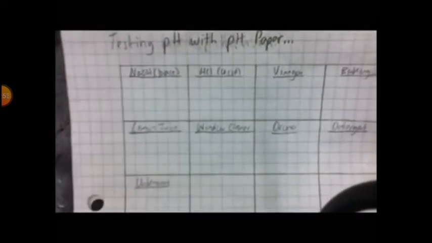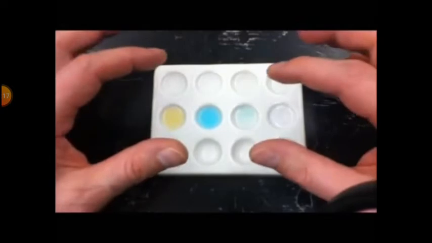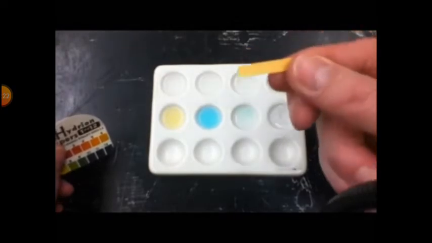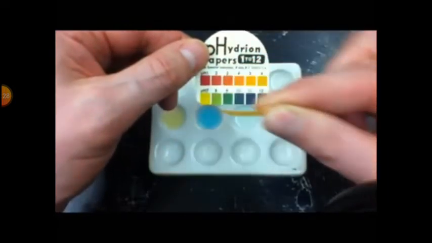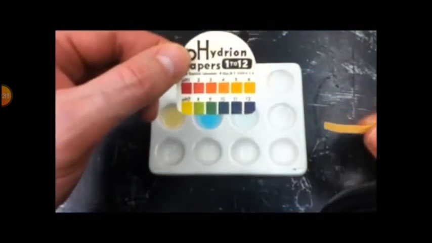This is the video where we're going to be testing various solutions with pH paper. You can write down a chart with the title, testing pH with pH paper. We've got sodium hydroxide base, hydrochloric acid, vinegar, baking soda, lemon juice, window cleaner, Drano, and detergent. Don't worry about the last row, we actually don't have an unknown, so we're just going to test 8 items. They're in the same position on this spot plate as they were in the chart. We're going to use pH paper like this. It'll change color, and we'll match the color change with this color chart to determine exactly what the pH is.